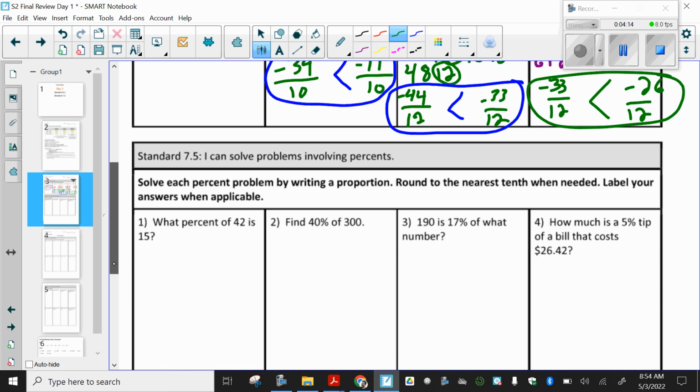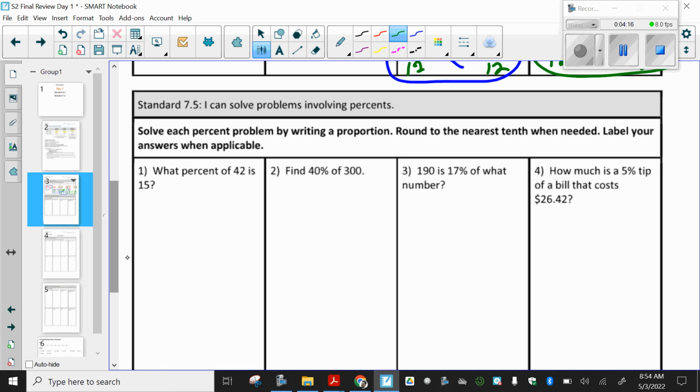Next one, Standard 7-5, I can solve problems involving percents. Hey, I know what this one is. This is our handy-dandy phrase of percent over 100 equals is over of. Work through that. What percent of 42 is 15? We're going to start by writing this down, just like this, 100 equal, and there's our line. So we're going to fill these in.